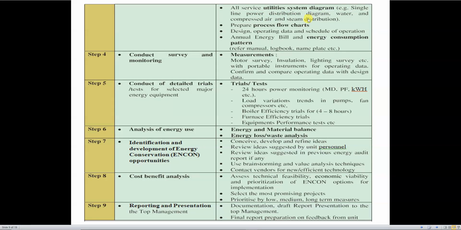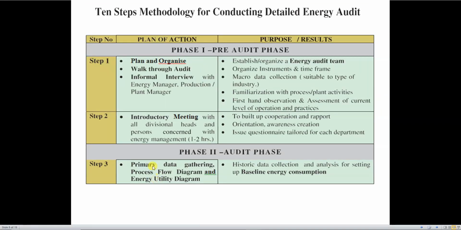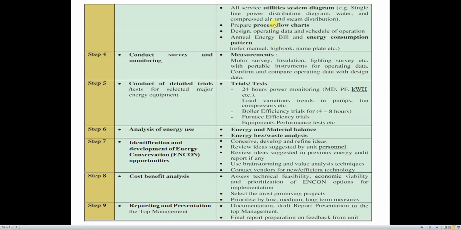So the single line diagram of a particular department or industry is very important when we study the process flow diagram. Because of this step, we get the single line diagram of different sectors, not only electricity, but also, for example, compressed air and steam distribution. Then we can prepare process flow charts, which we have already seen. Then we can design, operate data, and schedule the operation.